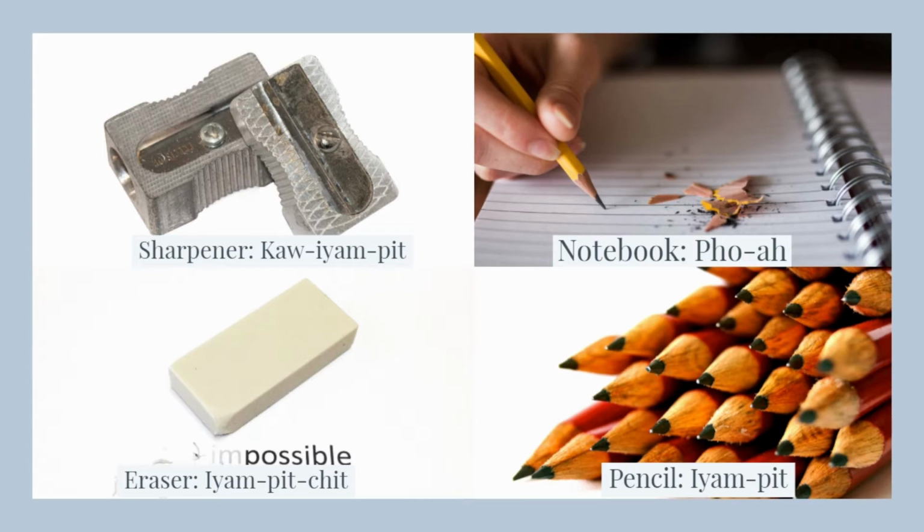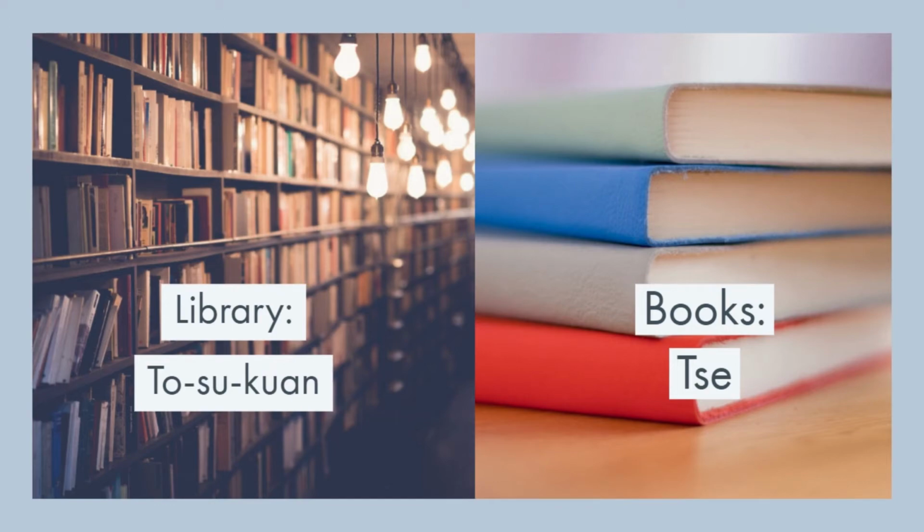Notebook. Poa. Guau tua keng poa. I have a big notebook. Pencil. Yampit. Guau goki yampit. I have 5 pencils. Library. Tosukuan. Gwaleki tosukuan takche. I study at the library. Books. Che. Gwausakeng che. I have 3 books.